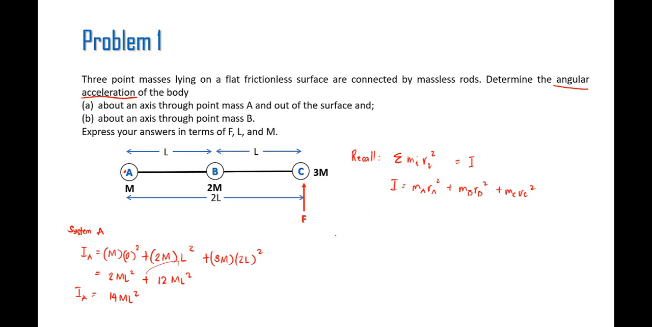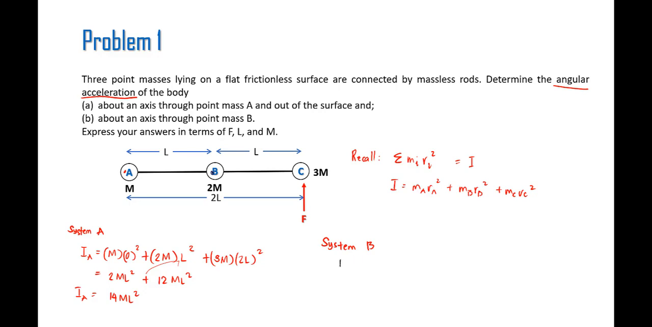Okay. Now for system B, we have to use this equation also, since it is the same system, only that the axis of rotation is through point B this time. So it is through point B. Here is our axis, and the system will rotate about it. If we push this with force F, it will rotate about this axis through B.